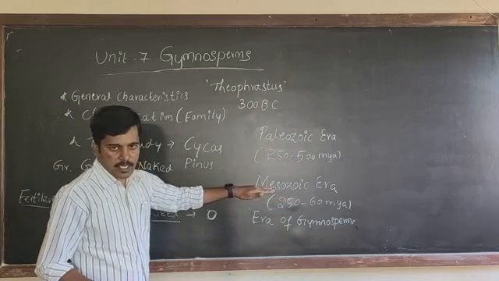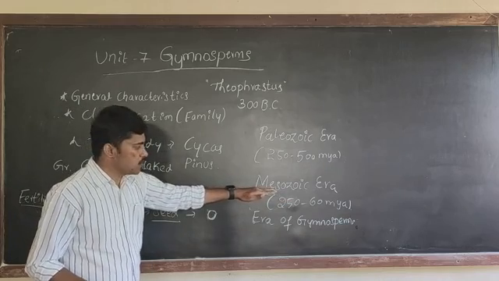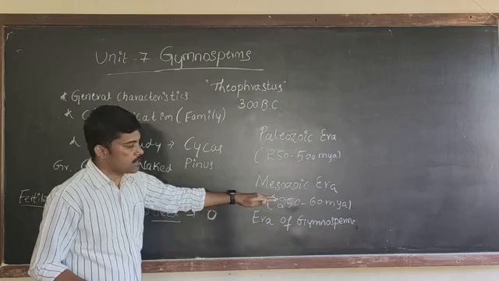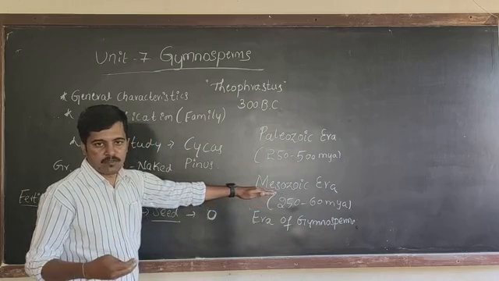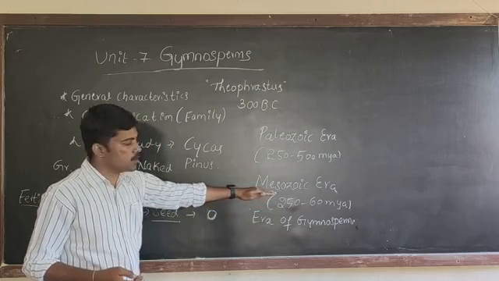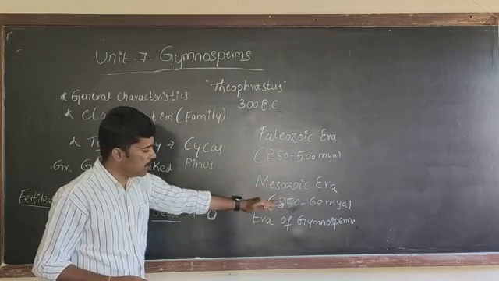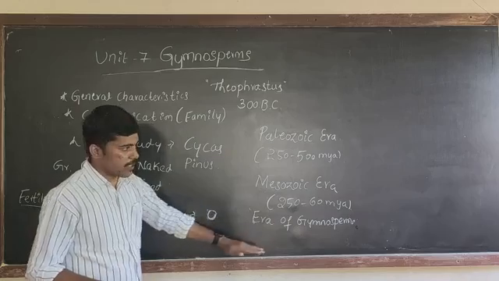In this Mesozoic era, even the Jurassic era will come. During the Jurassic era, all the forms of dinosaurs existed. So, during those periods only, the gymnosperms were dominant.